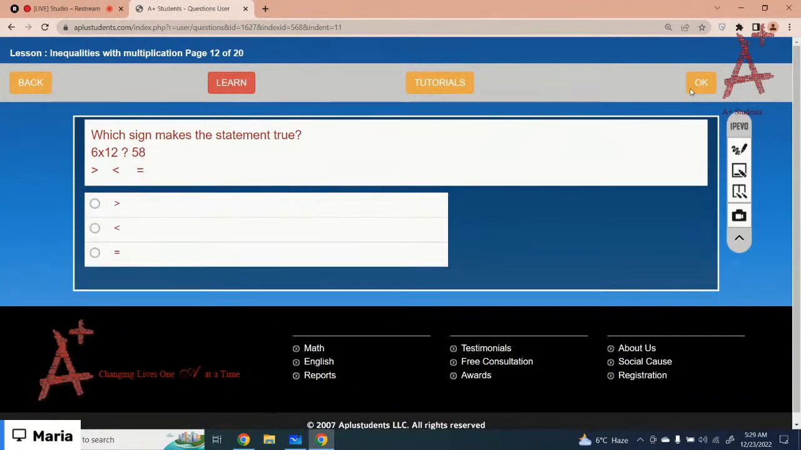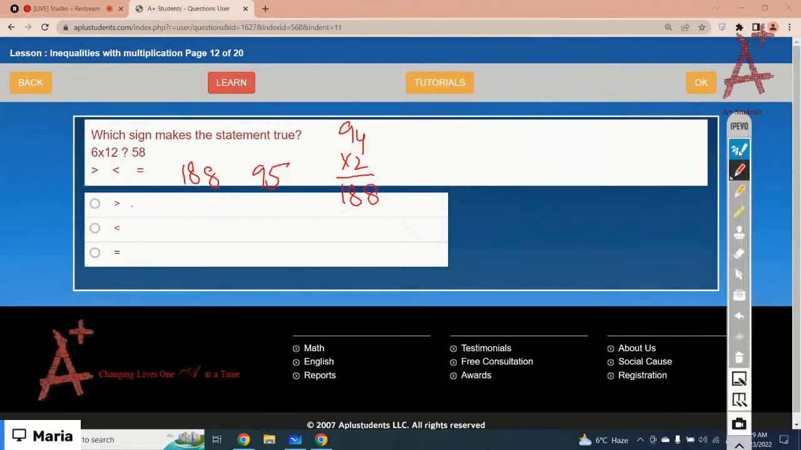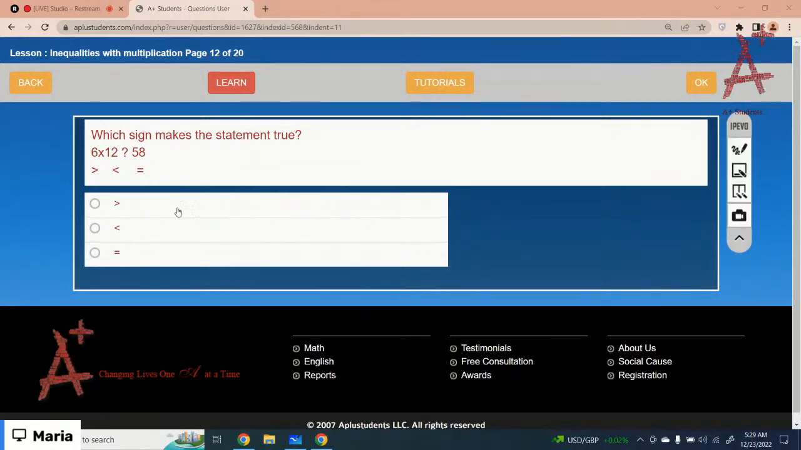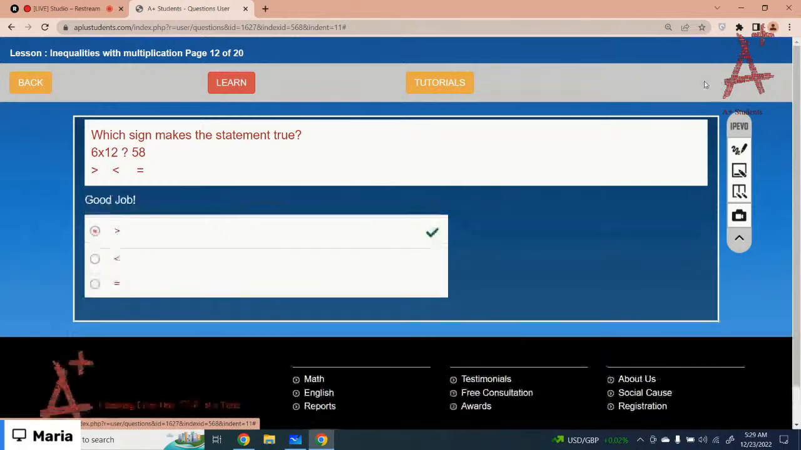Okay, then the next one is you have to do 12 times 6. You have to compare it to 58. Got it? So 12 times 6: 6 times 2 is 12. Write 2 and carry 1. 6 times 1 is 6 and 1, 7. So you have to compare 72 and 58. So 72 is greater than 58 or less than 58? 72 is greater than 58. Got it? So the correct option is greater. 72 is greater than 58. Got it?